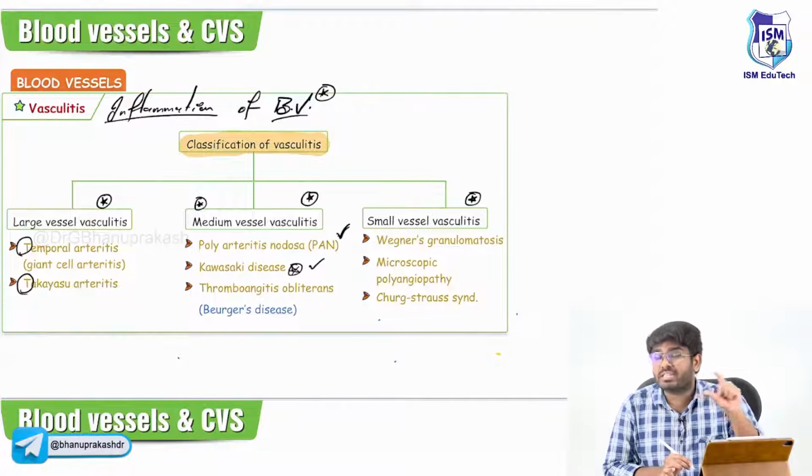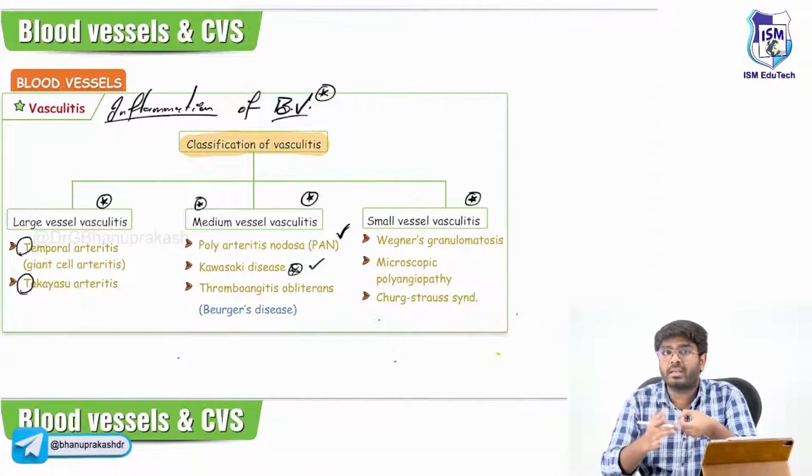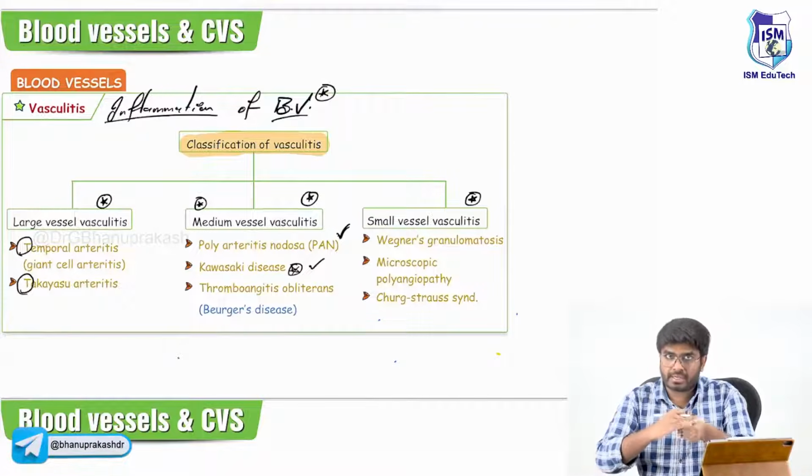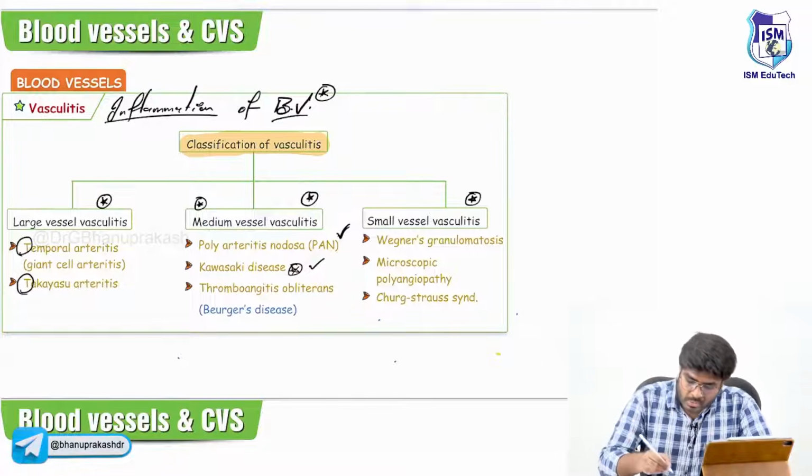See, thromboangiitis, in the name itself it is there. Angiitis is inflammation of the blood vessel. Thrombo means occlusion. The blood vessels are getting occluded and even a thrombus is going to form. Because of the thrombus, the blood vessels are getting occluded. Thromboangiitis obliterans, obliterated.